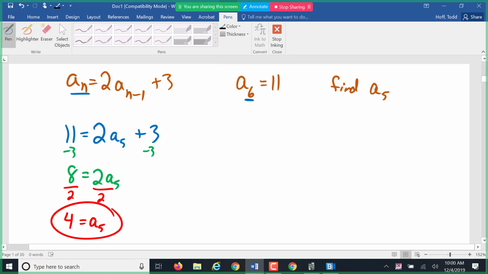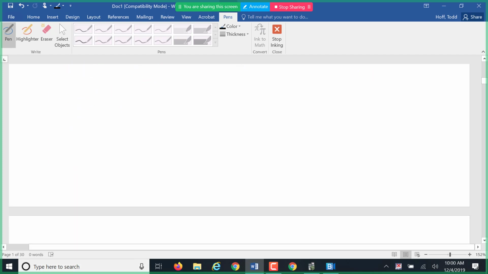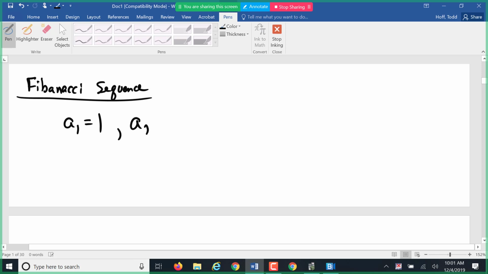Well, not all recursive formulas use just a single term. Some recursive formulas use several previous terms. An example of that is called the Fibonacci sequence. The Fibonacci sequence is a recursive sequence where a1 is given to be 1 and a2 is given to be 1 and an is defined to be an minus 2 plus an minus 1.